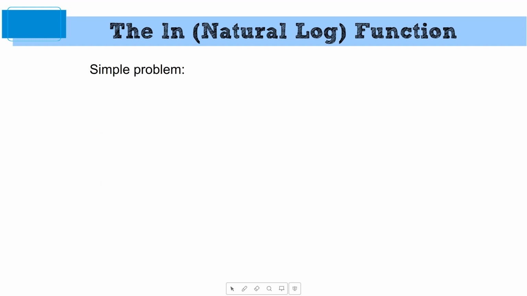Okay, so here's the review. Let's start with a very simple problem. Solve that, please. Without your calculators. Do it by hand.